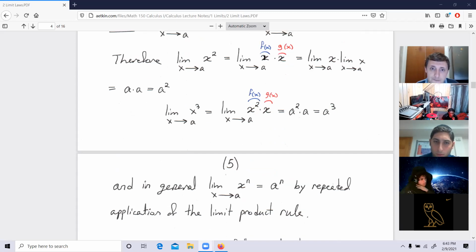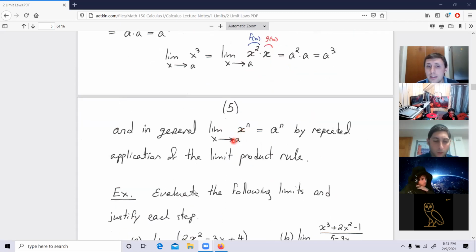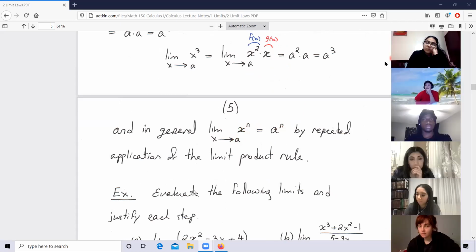Okay. So you can continue, and in general, you can conclude that the limit as x goes to a of x to the n will be a to the n for any positive integer n. Good?